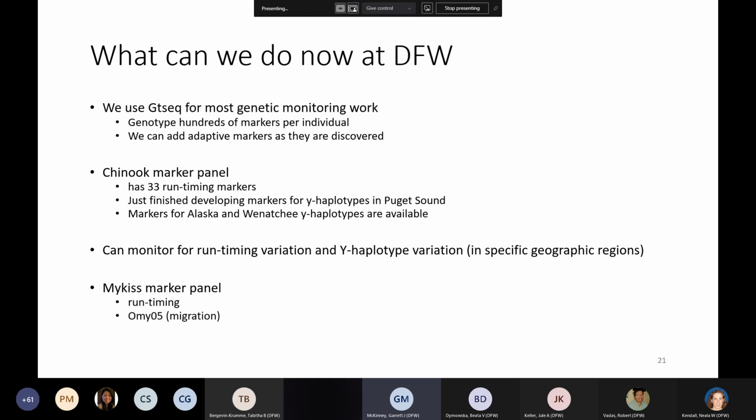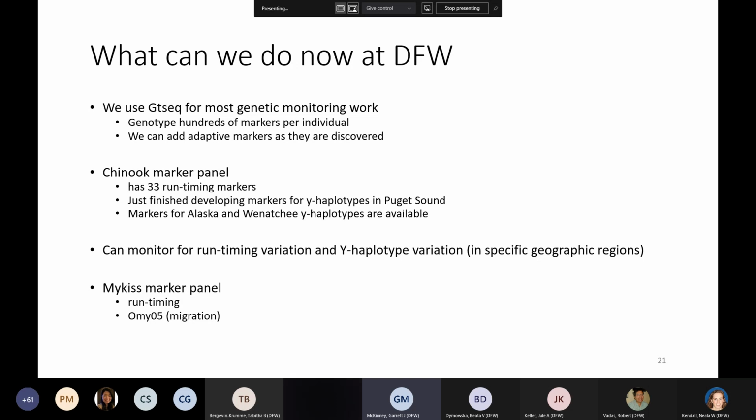And in the panel that we have for Chinook salmon, we use this for genetic stock identification, but we have 33 runtiming markers on there. And we just finished developing markers for the Y-chromosome haplotypes in Puget Sound. We'll be testing that on a population this next week to see if we can find associations with age at maturity. We also have markers for Alaska and Wenatchee Y-chromosome haplotypes. They're not in our panels now, but they could be added in the future.